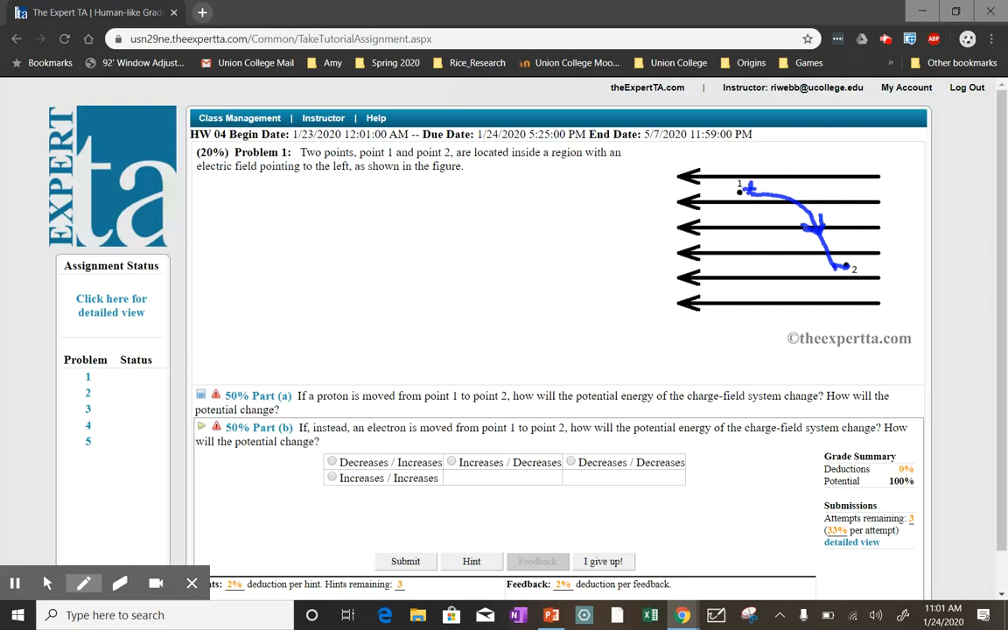What was our rule about when work is done? Work is done if you have a force that is parallel to the distance it moves. So in my picture, what direction will the force on a positive charge be? Wait, parallel? Work is force times distance parallel. So in my picture, what direction will the force be?